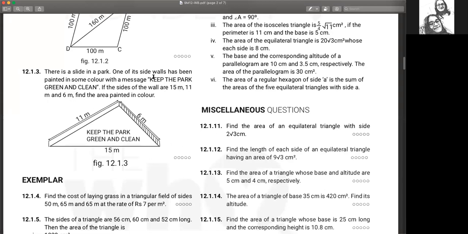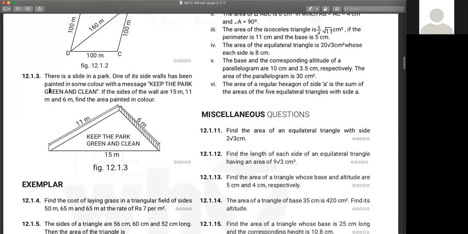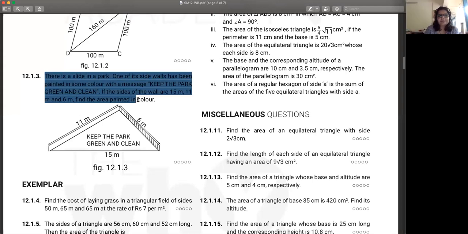Next, look at 12.1.3. So there is a slide in the park. One of its slide walls has been painted in some color with a message, keep the park green and clean, whatever. I can't see the screen. Ma'am, the whole screen is like white. White? Okay. What about now? Yeah, ma'am, it's now perfect.